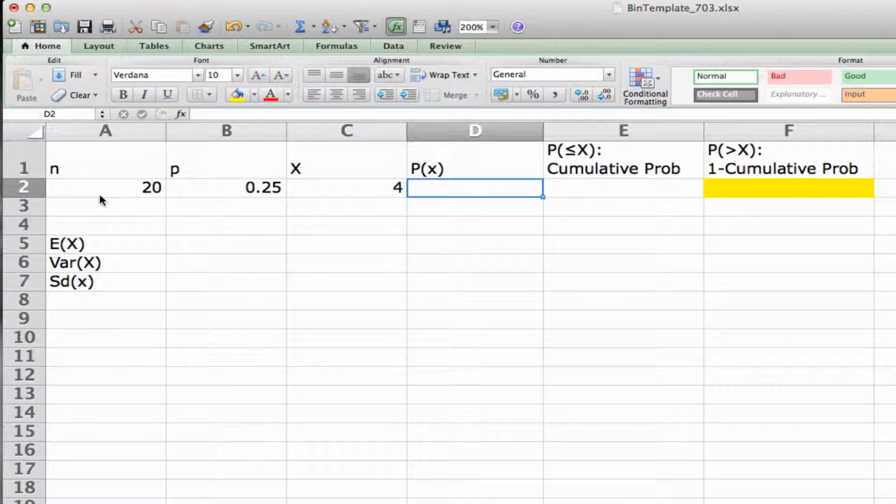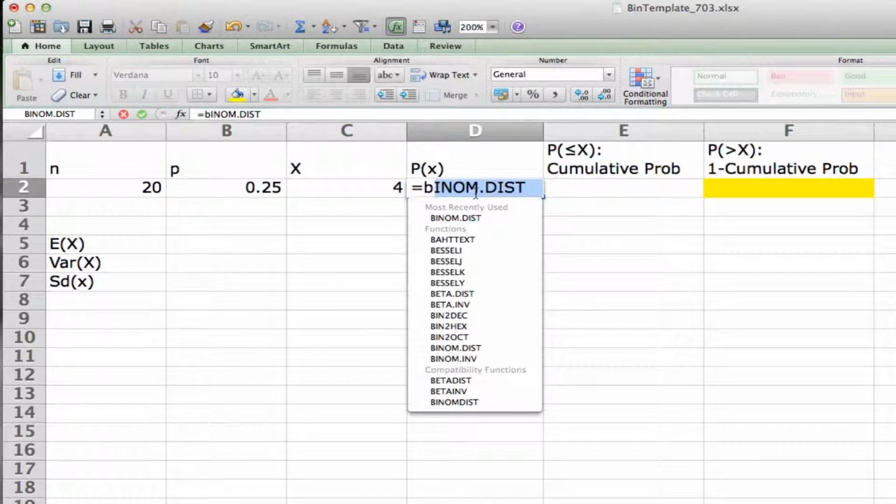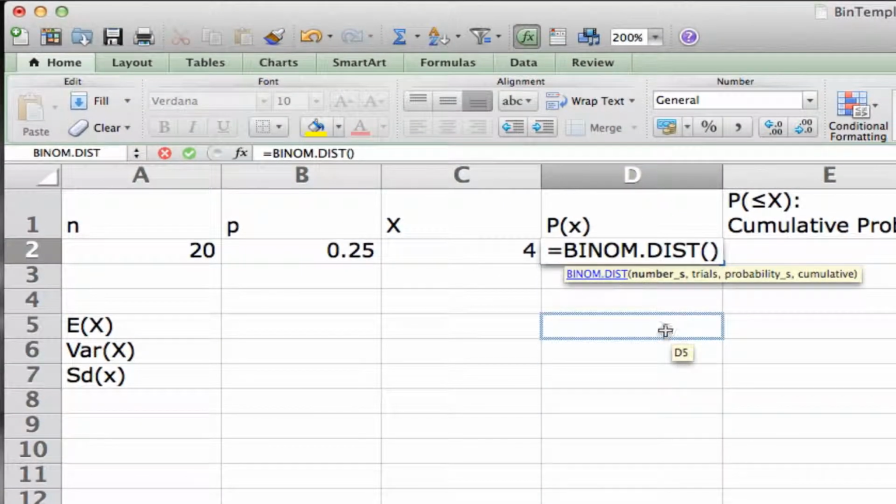So now the issue is to find out what the probability of 4 successes is. So for P of X, I'm going to be working with what's called the binomial distribution, and that's BINOM.DIST in Excel. So that's what I'm going to use. You can see what the arguments are. Number_s is the number of successes. That's 4, and that's in cell C2, comma. And then the number of trials, that's n, and that information is in cell A2.